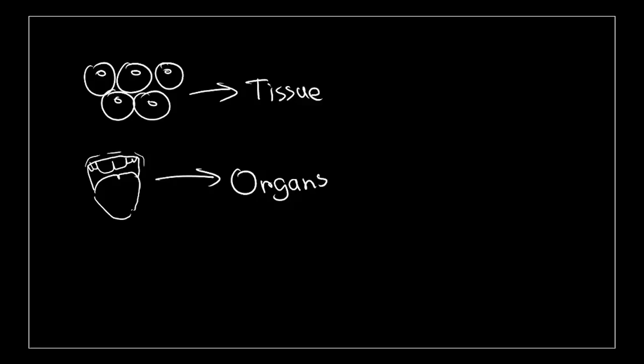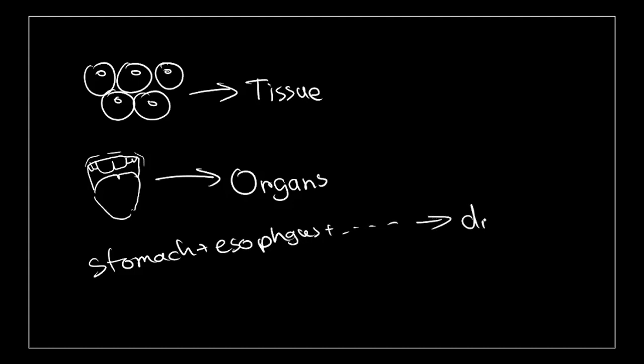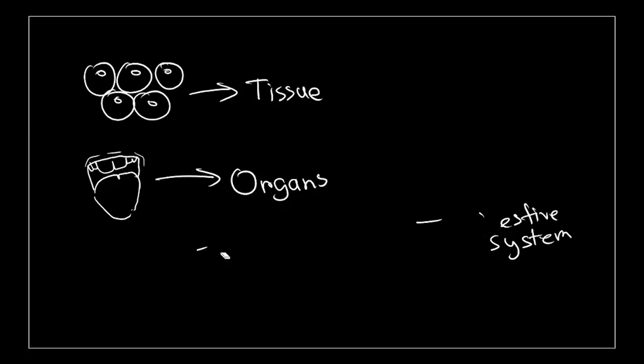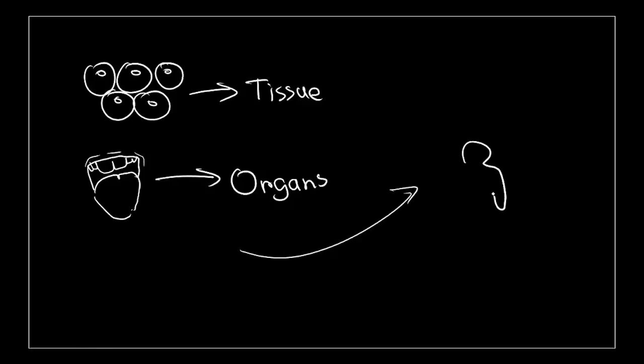And a bunch of organs working together is called an organ system. For example, you've got your stomach plus your esophagus plus a lot of things, and you get your digestive system, right? Exactly like that, a lot of organs working together is called an organ system. And all these organ systems together will create an organism, which is you for this instance.